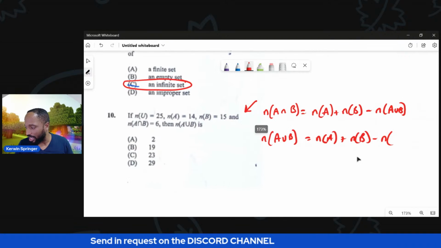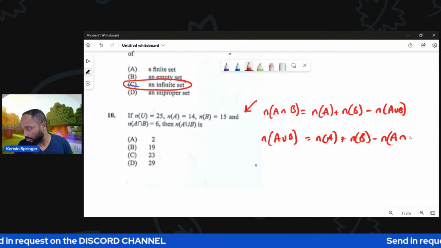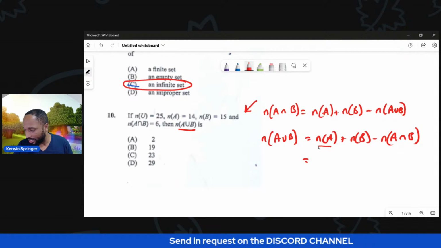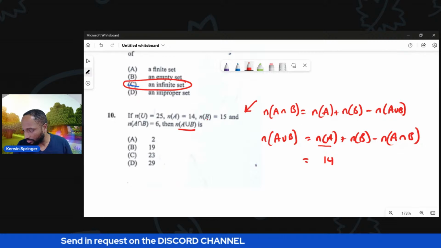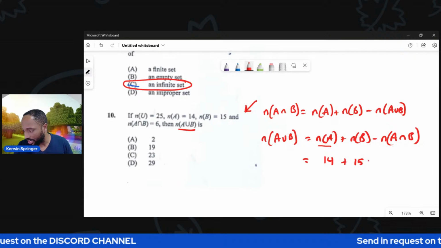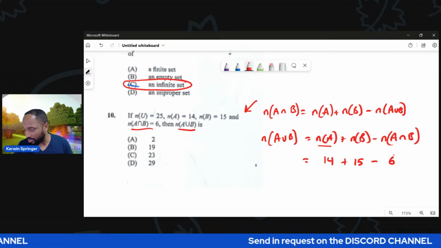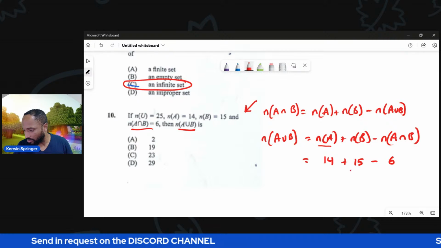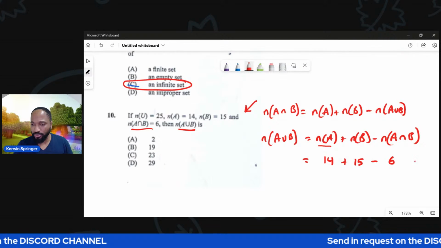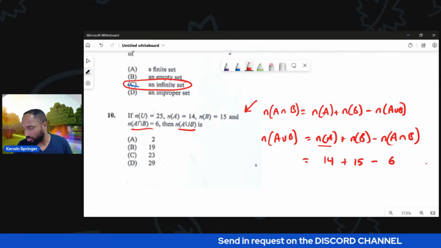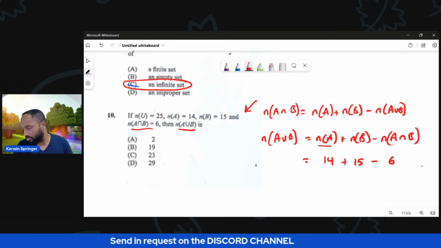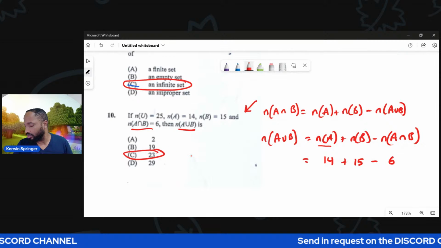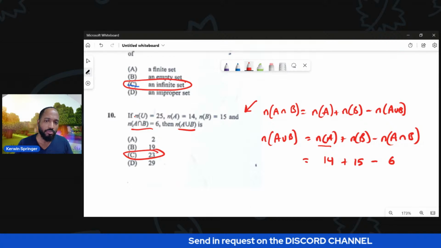Sometimes it won't be A and B, sometimes it will be P and Q, and they'll put the intersect on this side. So what are we trying to find? The union. Well, let's substitute. n(A) is 14, the number of elements in B is 15, and the number of elements in A intersect B is 6. So it's really 14 plus 15 minus 6. 14 plus 15 minus 6 is how much? C, right? 23. 23 is the way to go. But you mean it has some on the outside.